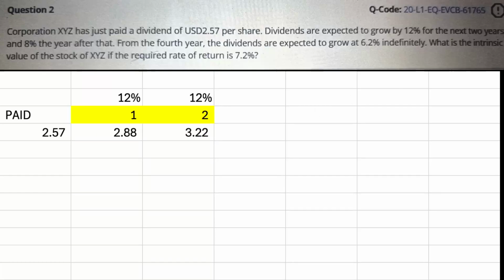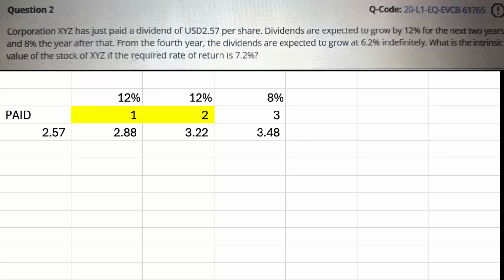And then 8% the year after that. So for the next year, 8%. But this is only going to be for year 3. So 8%, 3.22 multiplied by 1.08. That will be the dividend for year 3.